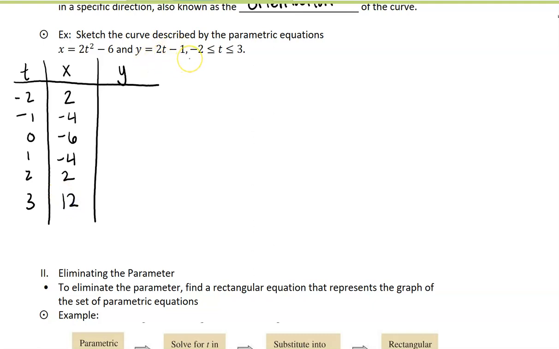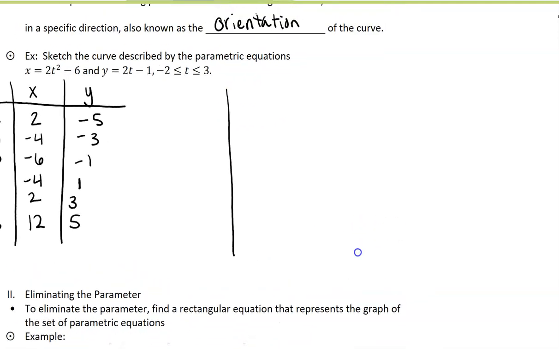Plugging in for the y equals 2t minus 1. When I plug in the negative 2, I get negative 5. The negative 1 gives me negative 3. The 0 gives me negative 1. The 1 gives me 1. 2 gives me 3. And 3 gives me 5. So now I'm going to plot this. And we need to go at least from x equals negative 6 up to 12.